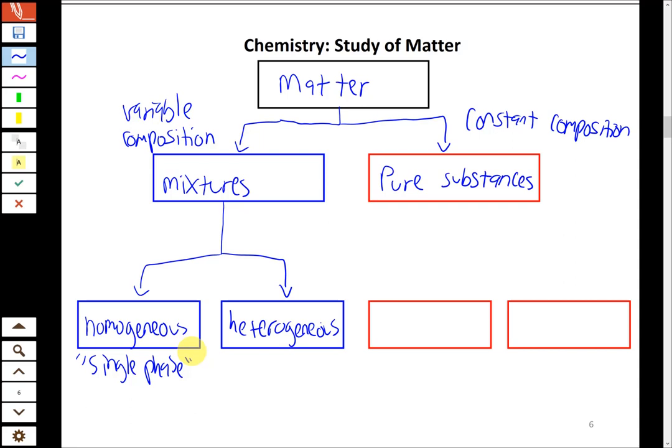Classic example of a homogeneous mixture is salt water. If you take salt and dissolve it in water, it still pretty much looks like water. You can't tell that there's salt in there. There are other things you can observe to tell there's salt in there, but you can't tell just by looking at it. So we call it homogeneous. Whereas heterogeneous is one that has visibly distinguishable parts.